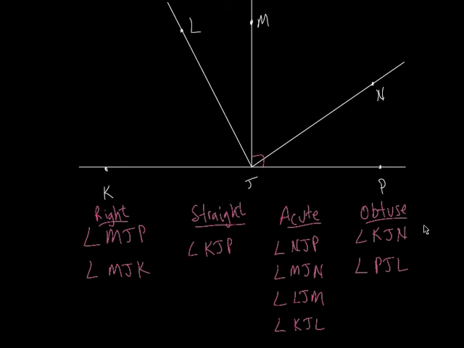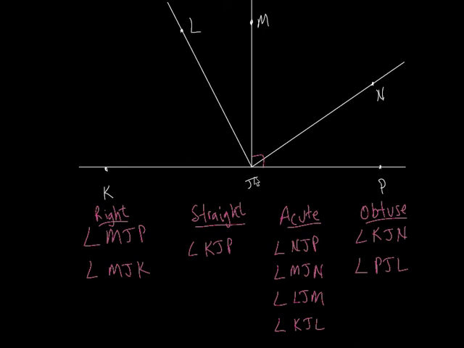So that's the kind of stuff they're going to ask you. They're going to give a picture like this. They're going to say name a right angle. They may not tell you to name all of them. They'll just say name a right angle, or name a straight angle, or name an acute angle, or name an obtuse angle. Yeah, on a quiz and a test, they could do the same thing. All right, so that's not too hard, is it?